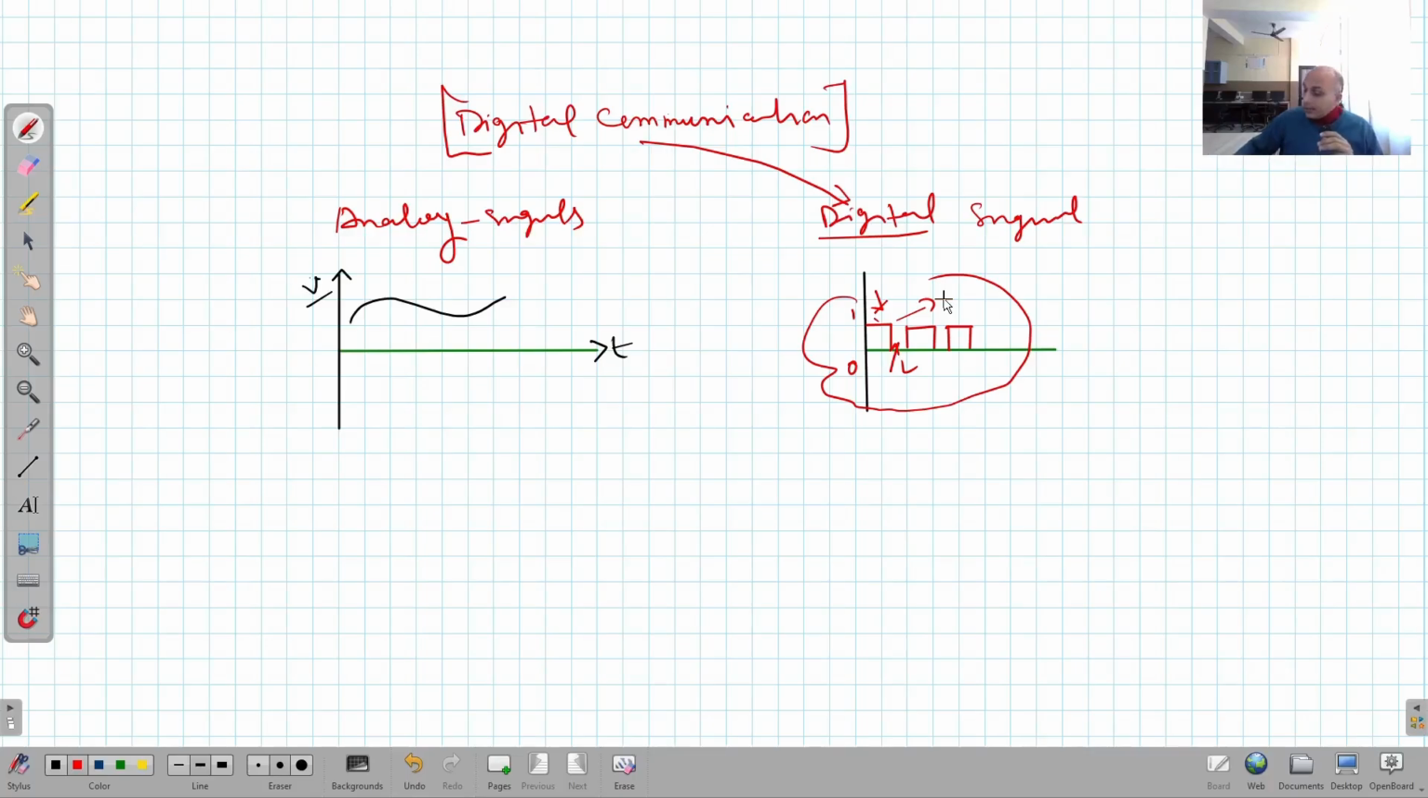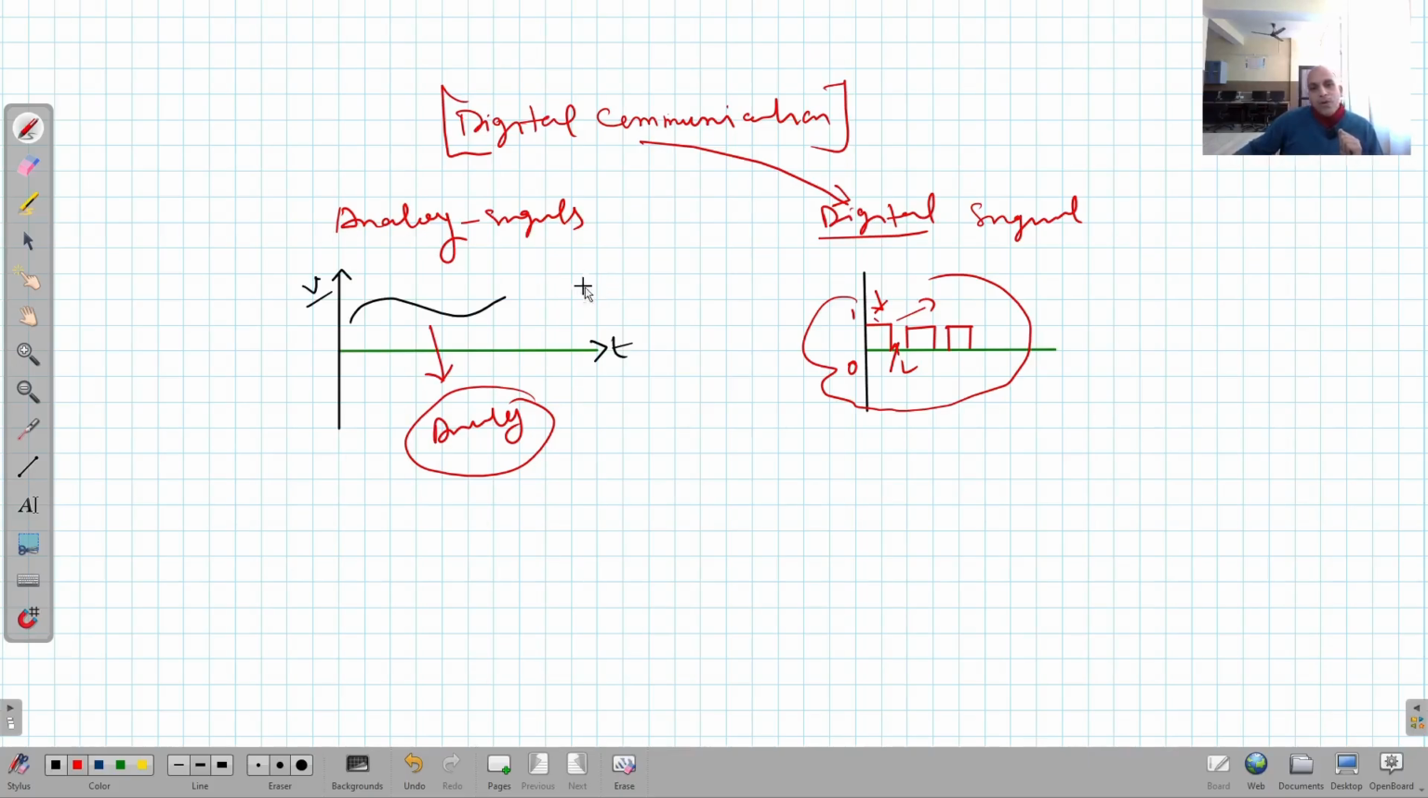Now the thing is that in nature, almost all the signals that we see around us, they are analog in nature, right? They are not digital. Clear? Nature is somehow continuous, right? All the signals, all the things that we see around us, they can be represented in terms of analog signals.